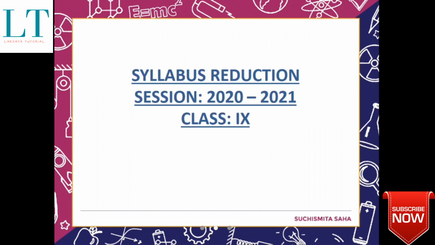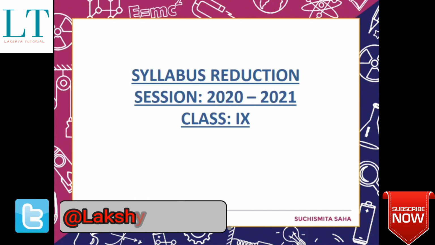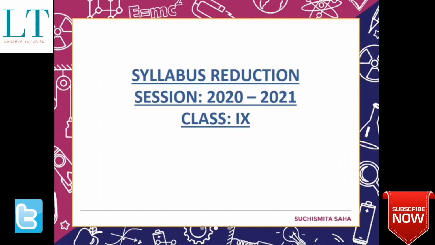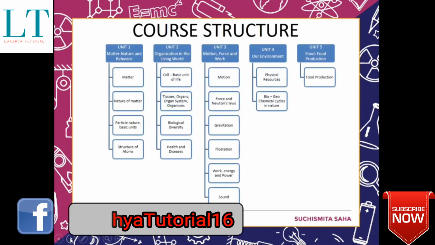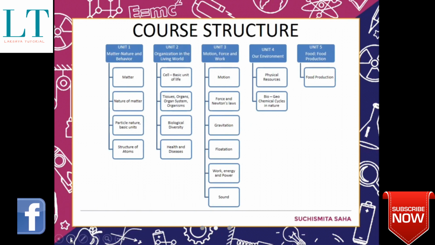This is for those students who are going to give the class 9 exam in 2021, and there are some reductions in the syllabus. Before we go into the reduction part, let me first discuss all the units and the details of the syllabus so that you can understand what to study and what not to. So first, this is the course structure, that is, the whole science subject is divided into 5 units in class 9.